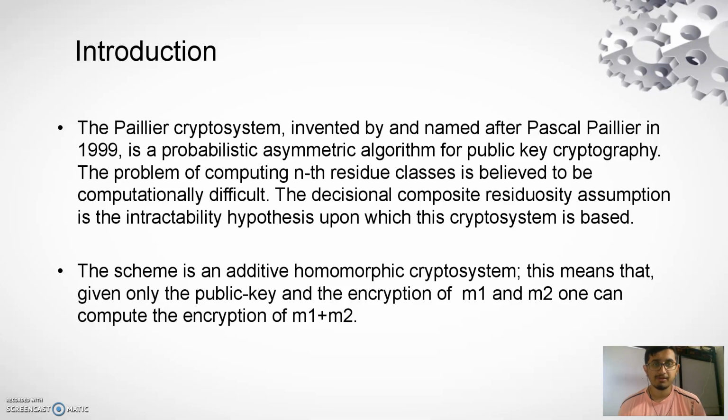The Paillier cryptosystem, invented by and named after Pascal Paillier in 1999, is a probabilistic asymmetric algorithm for public key cryptography. The problem of computing nth residue classes is believed to be computationally difficult. The decisional composite residuosity assumption is the intractability hypothesis upon which this cryptosystem is based.